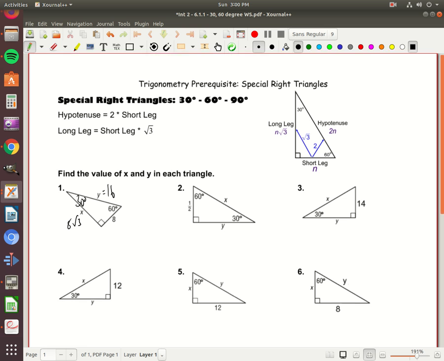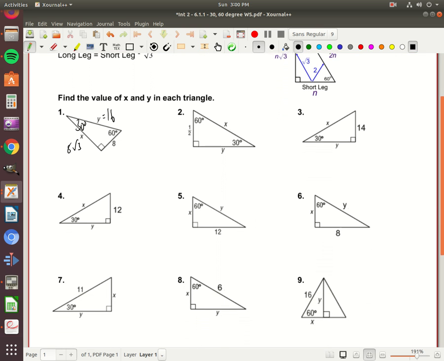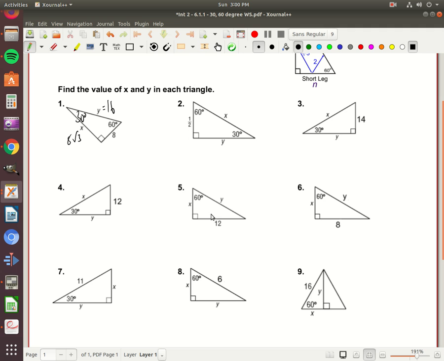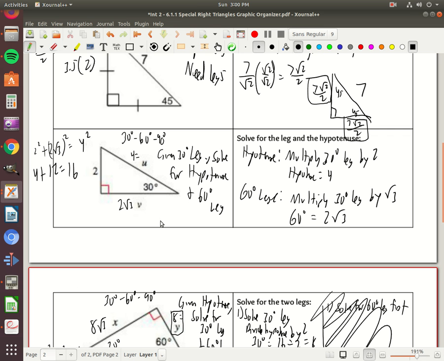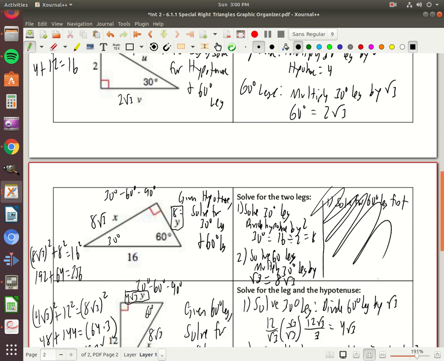What happens if they give us the 60-degree side? All right, so we've already done an example with the 30-degree side, so let's look at the 60-degree side. So I'm going to go over here, and I'm going to look at the one where they give us a 60 degree.